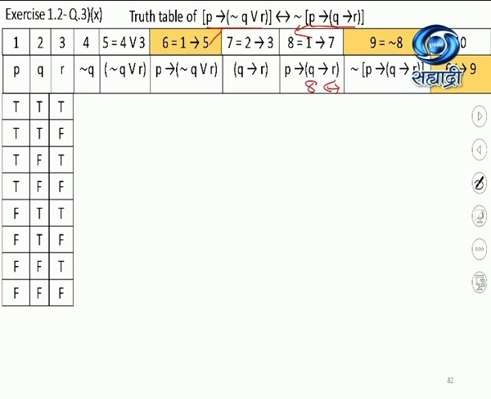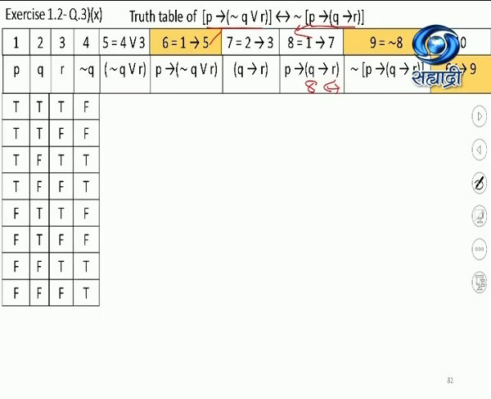Default values of P, Q, R are all 8 in number because there are 3 statements. P will have 4 T's, 4 F's. Q will have a pair of T, pair of F, pair of T, pair of F. R will have single T, F, T, F, T, F, T, F.